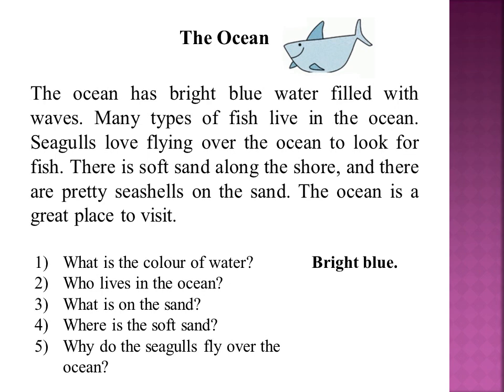Now the questions. Number 1. What is the color of water? 2. Who lives in the ocean? 3. What is on the sand? 4. Where is the soft sand? 5. Why do the seagulls fly over the ocean? You can read the paragraph once you have read the questions. Then you will be able to find where the answers are. No need to hurry, just do it leisurely.